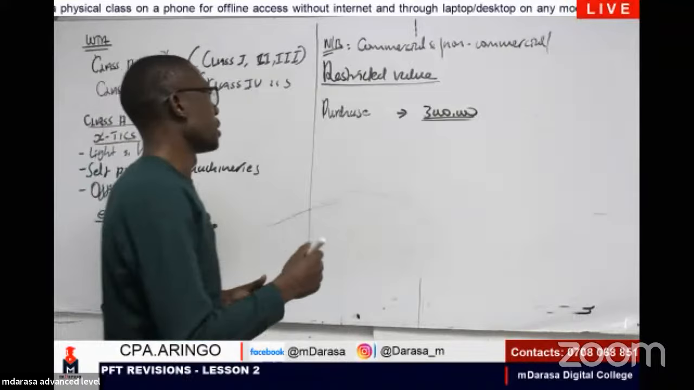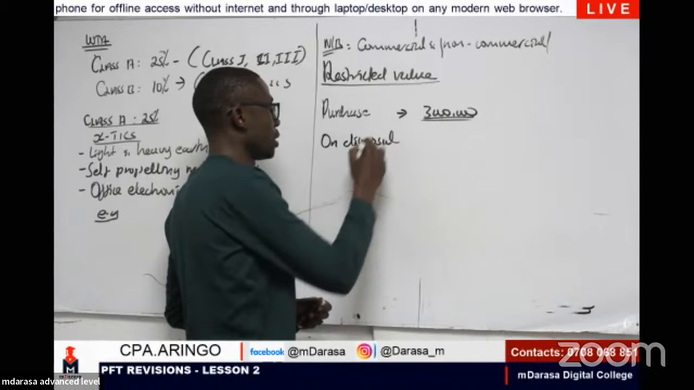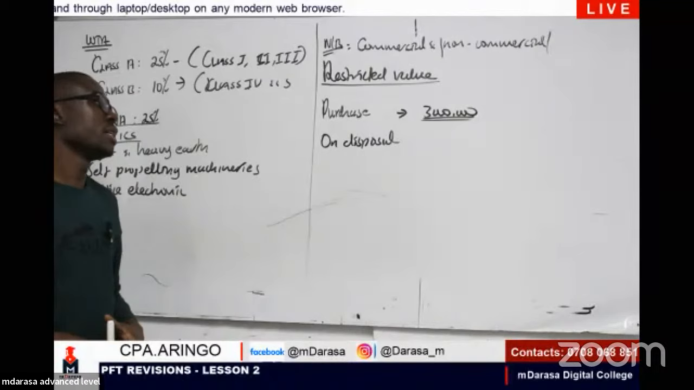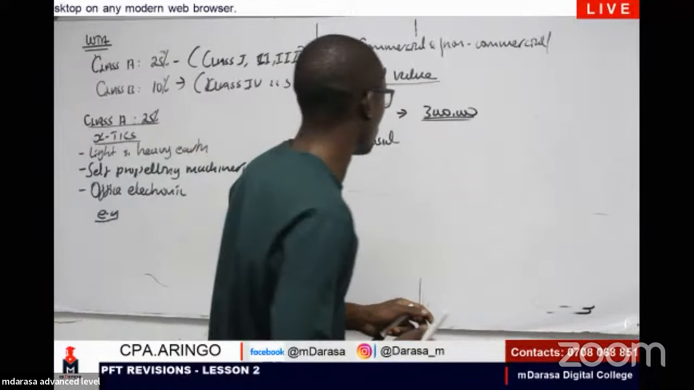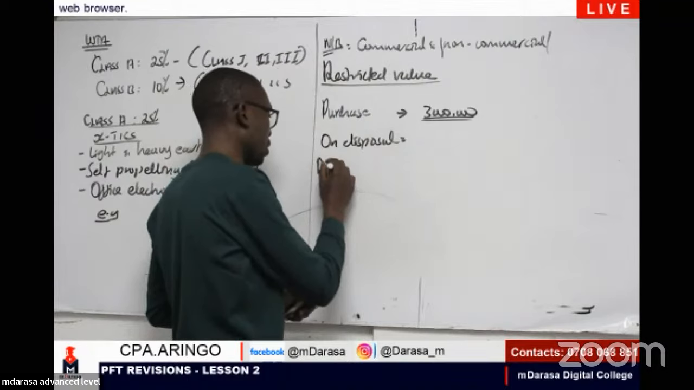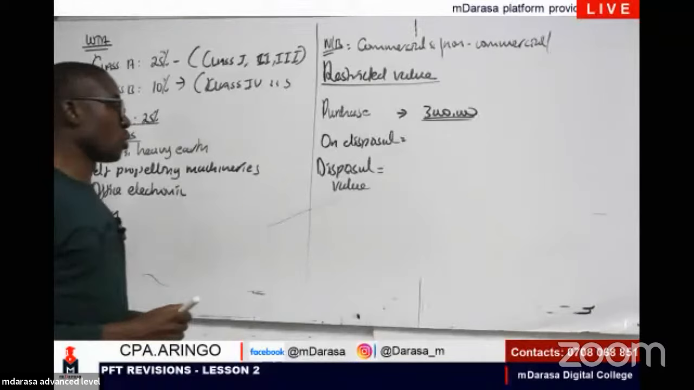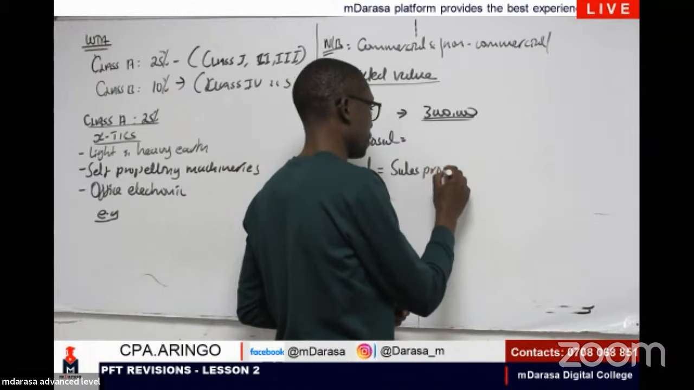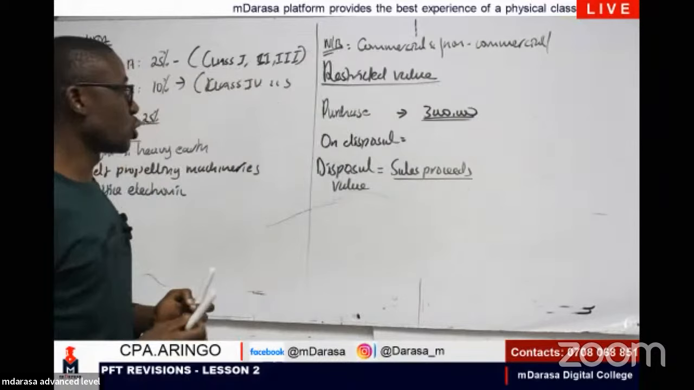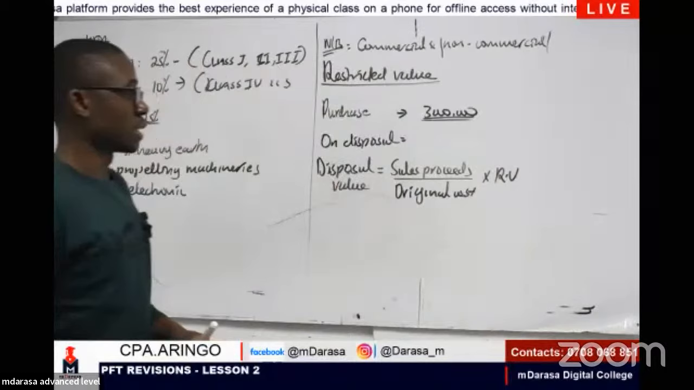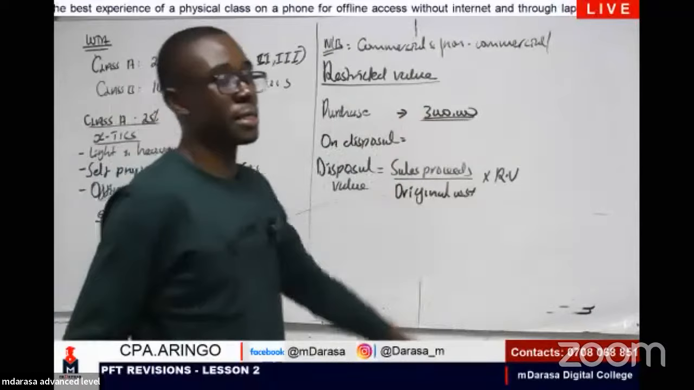Then, on disposal of a non-commercial vehicle, if it was restricted on purchase, at this point we also have to consider it in terms of disposal. So on disposal of a non-commercial vehicle, we have to determine our disposal value. To determine our disposal value, we take our sales proceeds, divide by the original cost, times the restricted value.